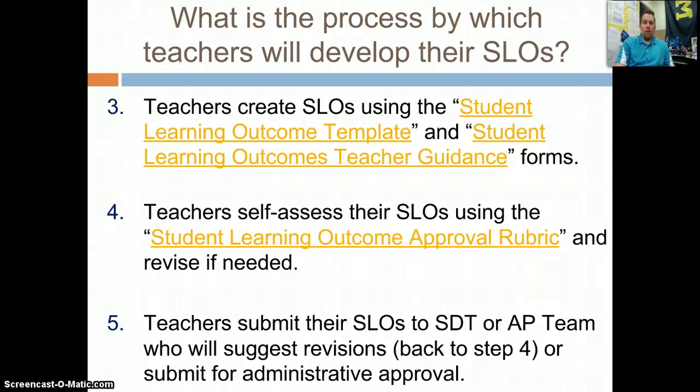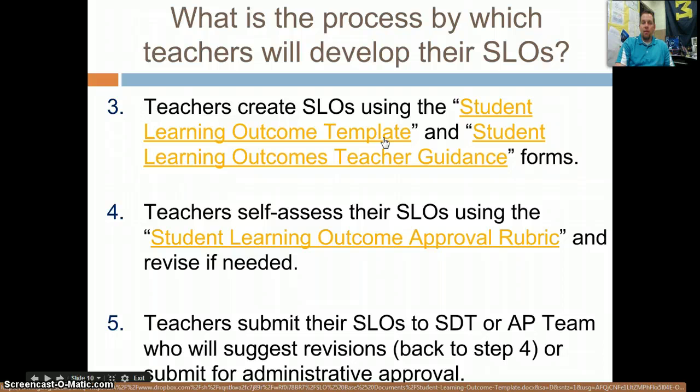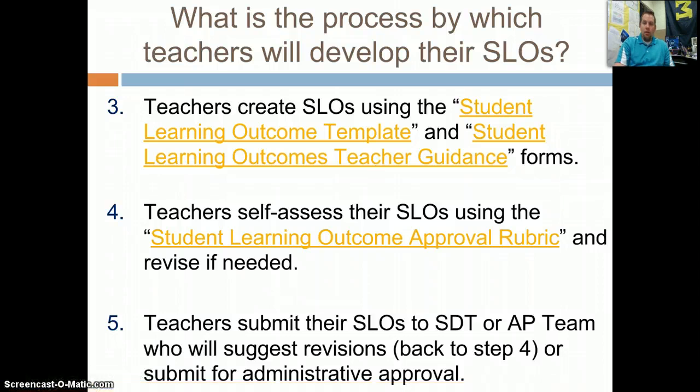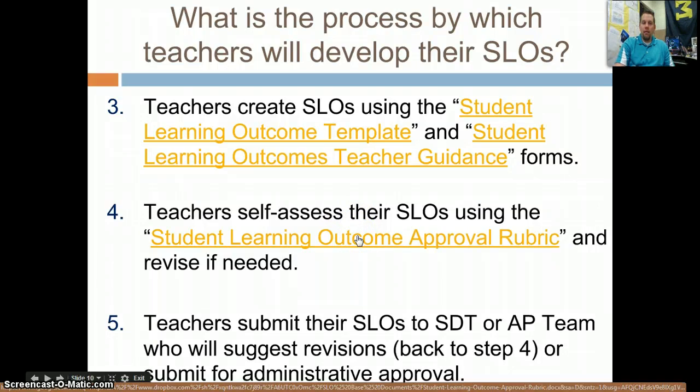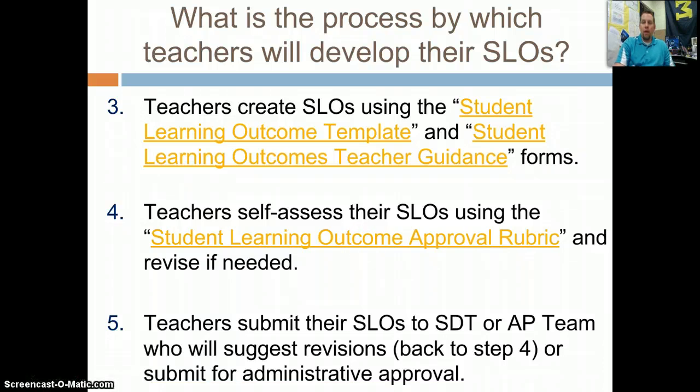Step 3, teachers create SLOs using the Student Learning Outcomes template. Again, you can click the link and it'll take you to that. And you can use the teacher guidance forms that Baltimore County has provided. You can also click there and it'll take you to that link. And then for step 4, teachers self-assess their SLOs using the Student Learning Outcome Approval rubric. Again, you can click here and it'll take you there. That is the process also that the SDTs and the AP teams will use when they look at them and they give them back to you for revisions. And you can see that for step 5.